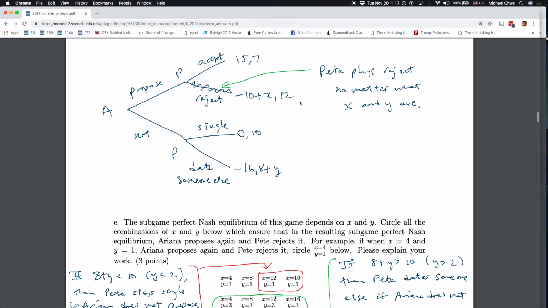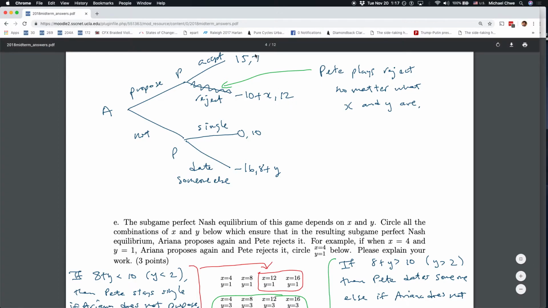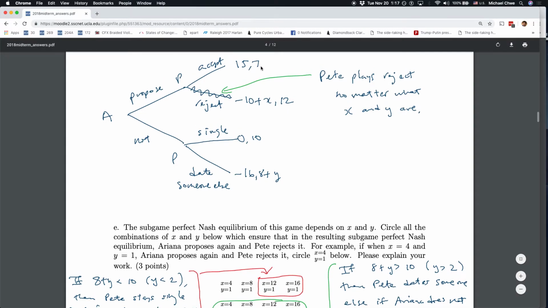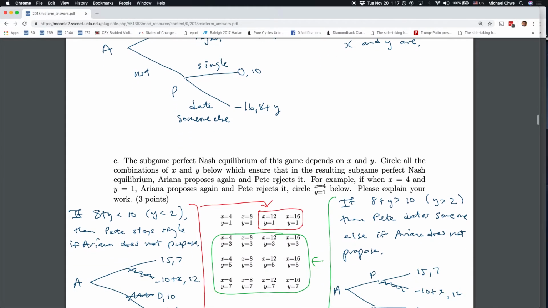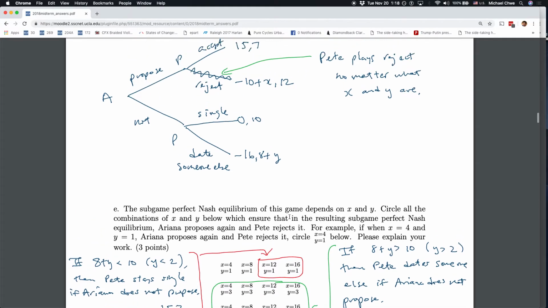If I solve this game, the first thing to realize is that Pete plays reject here no matter what X and Y are, because Pete cares about the 12 versus the 7. So Pete will always reject here. How about here? It depends on Y, because it's 10 versus 8 plus Y. Y is either 1, 3, 5, or 7.